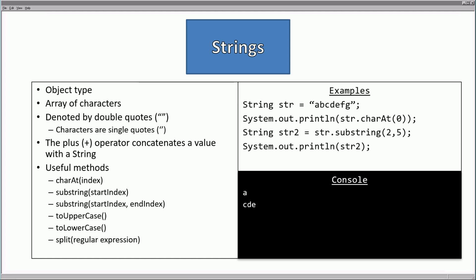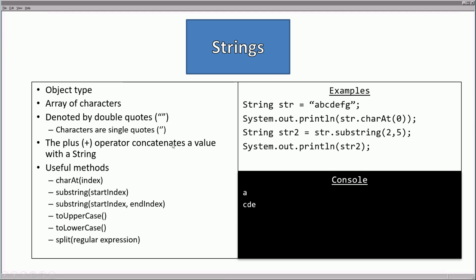Now, as strings are object types, they have a lot of methods that are built into them. So some of the most useful ones would be character at some kind of index, substring from some start index all the way to the end of the string, substring with a start index and an end index. And now keep in mind, in this version of substring, the start index is inclusive. It includes that value, and the end index is exclusive. It does not include that value. To uppercase, to lowercase, and also split, which we'll get to a little bit later.